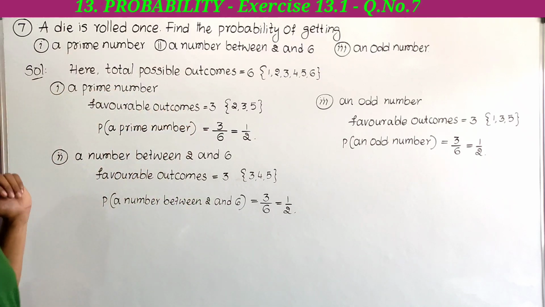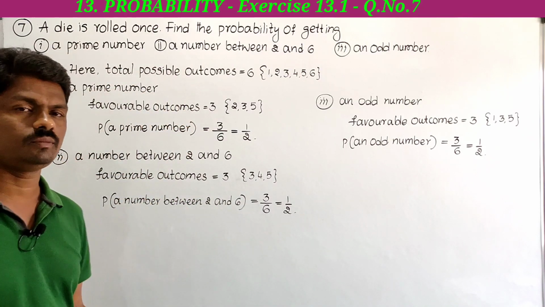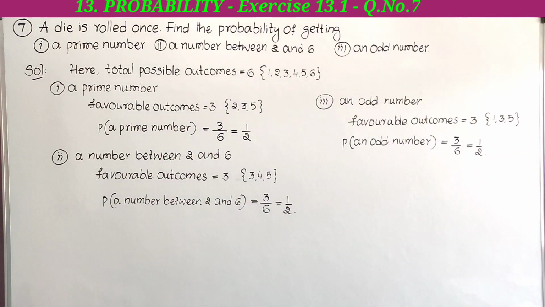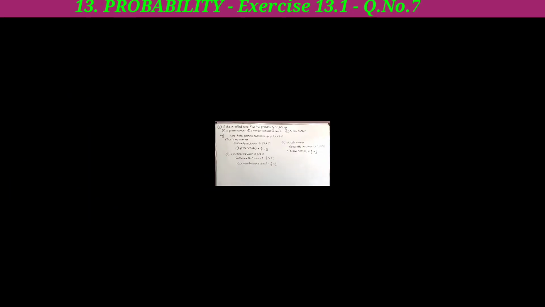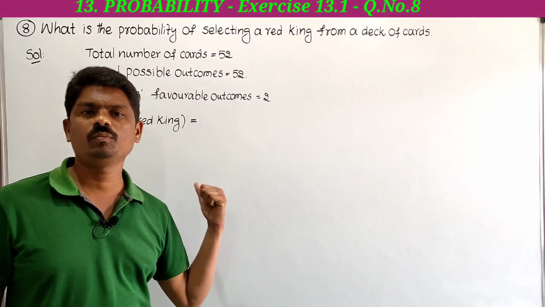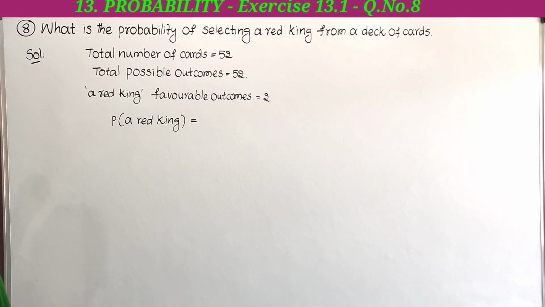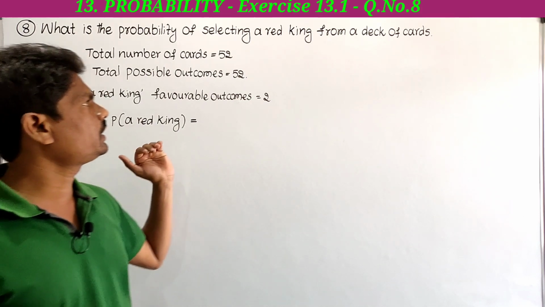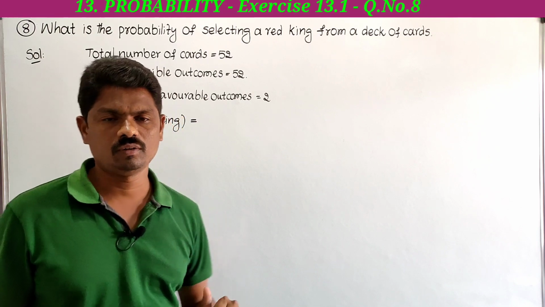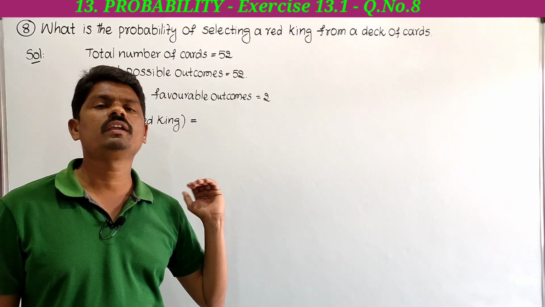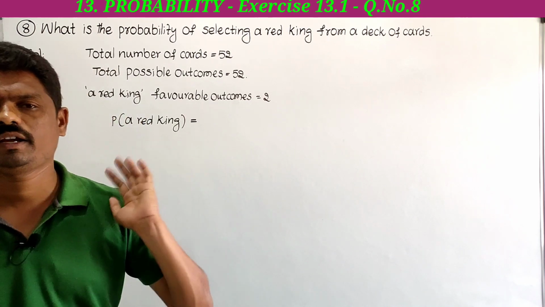So this is the 7th problem. Next we have to solve the 8th problem. So this is the 8th problem in exercise 13.1. See here what he is asking. What is the probability of selecting a red king from a deck of cards? So here he is asking to find the probability of getting a red king from the deck of cards.